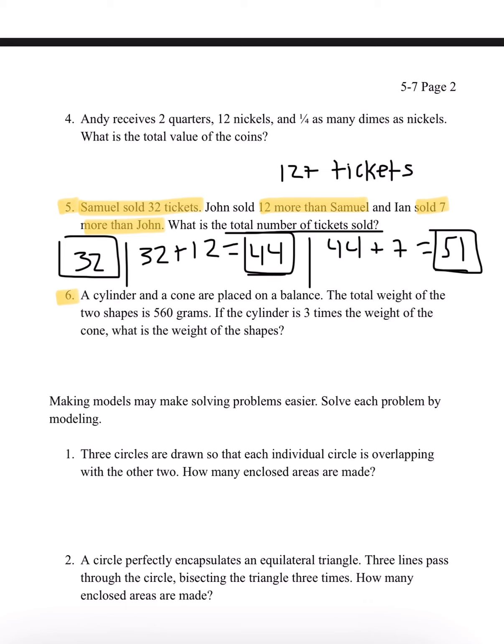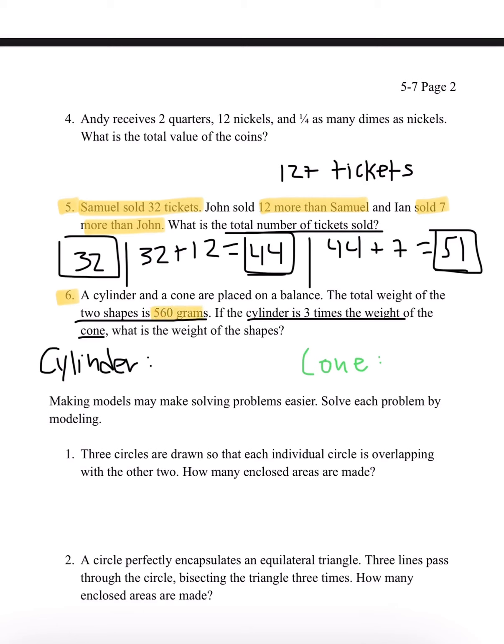Number 6, it says, a cylinder and a cone are placed on a balance. The total weight of the two shapes is 560 grams. If the cylinder is 3 times the weight of the cone, what is the weight of the shapes? So the two shapes weigh 560 grams, and the cylinder is 3 times the weight of the cone. So this is going to be the cylinder, and we'll make our cone color green. So in total, they have to be 560 grams, right?